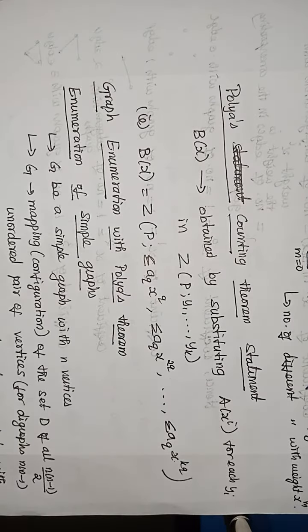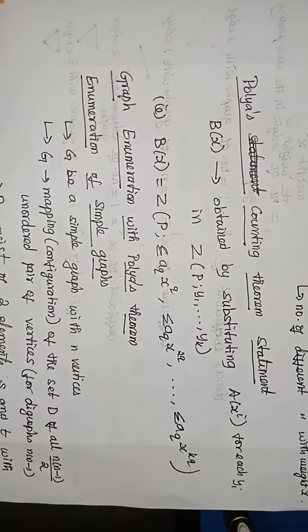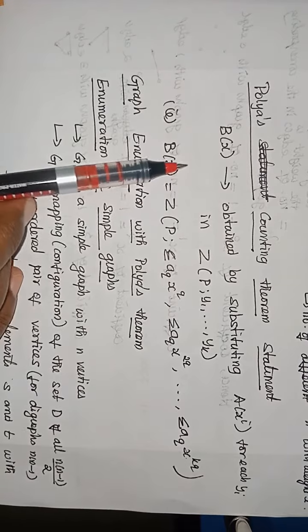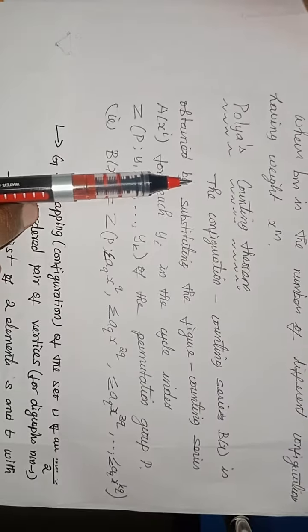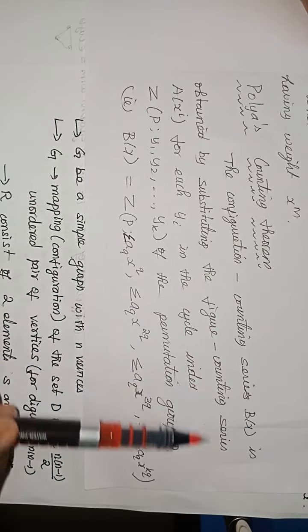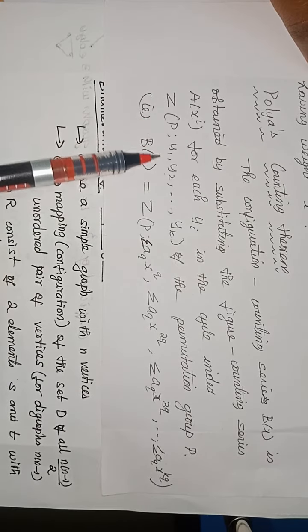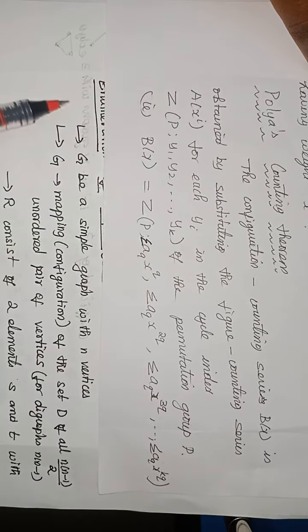Now the final topic is about Polya's theorem, the Polya statement. I will conclude this one with the Polya statement, and I'll explain everything in the next video, the application part. So the statement of Polya's theorem is: the configuration counting series B of x is obtained by substituting the figure counting series A of x i for each y i in the cycle index Z of P, y1, y2, etc., yk of the permutation group P. Actually, this is the statement.